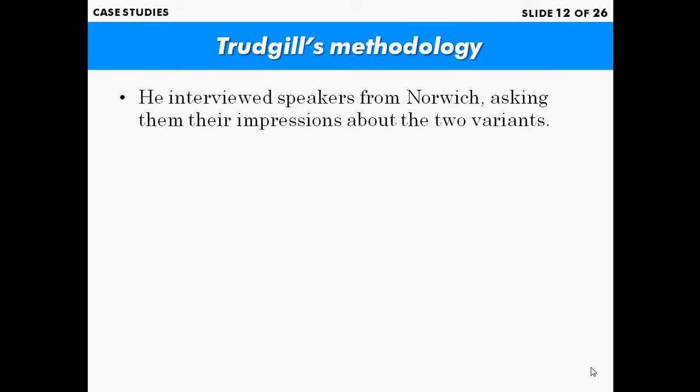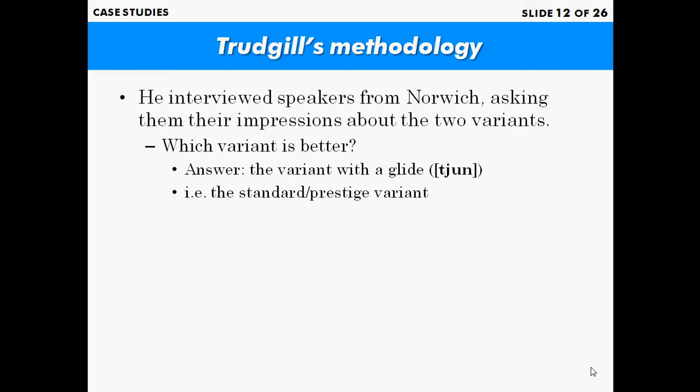So Trudgill did interviews with speakers from Norwich, and he asked them explicitly what they thought about those 2 variants, about "news" and "nyews". So he asked them which was better. And the answer people gave was, oh, it's better to say "nyews", right? The variant with a glide, that's better. So that's the standard prestige Southern British English variant. Right? So people were aware of that, and they said that was better.